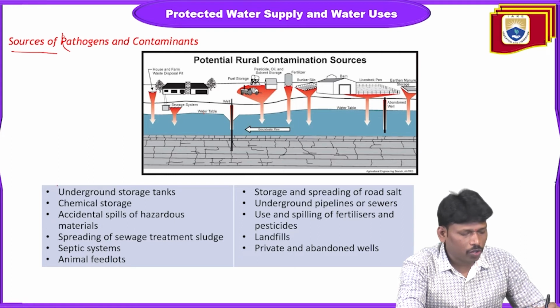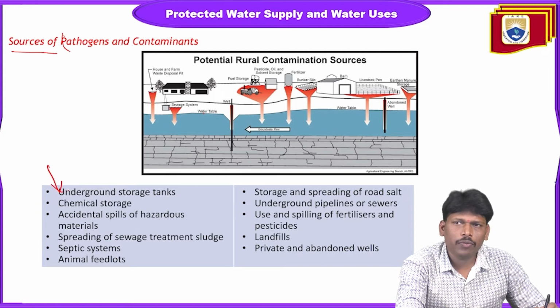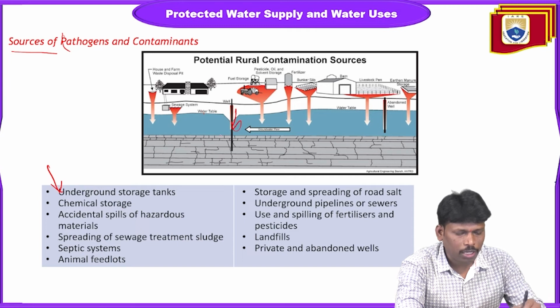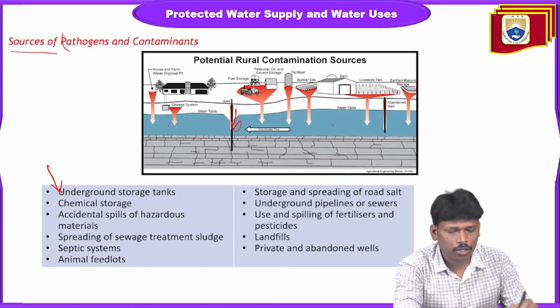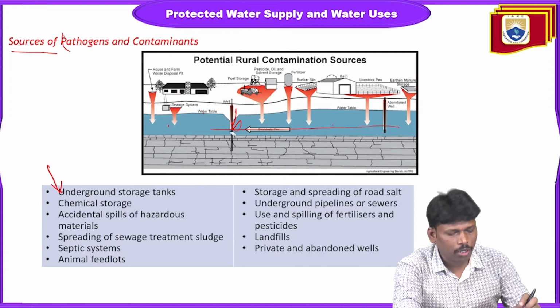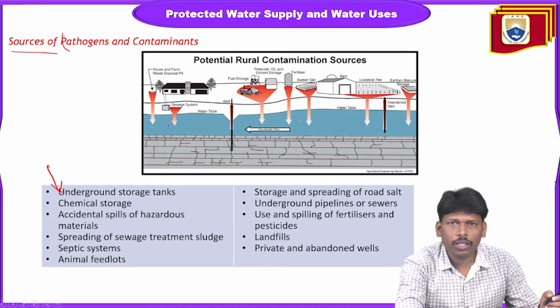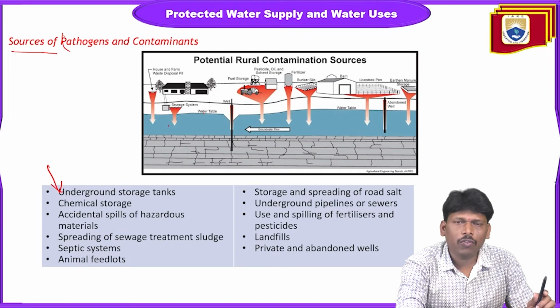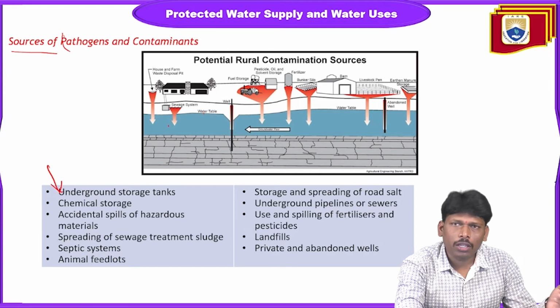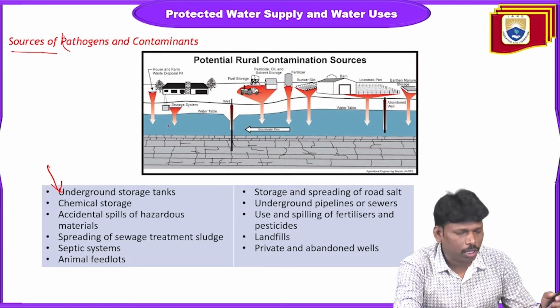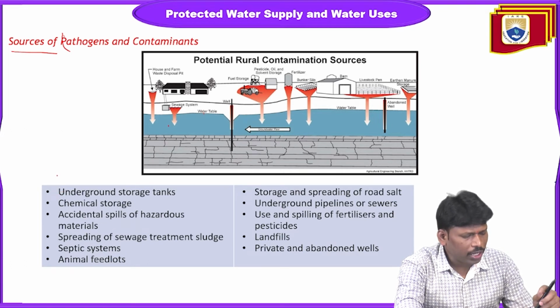Suppose for an underground storage tank, improper construction materials are used, then there may be a chance of leakage of whatever chemicals we stored, which may percolate into the ground and mix with the water body, and then the entire body becomes contaminated. Similarly, chemical storage is also one. Once any other chemicals are added into the water, the water quality is reduced. That also affects public health. Then the various hazardous materials also, and then the spreading of sewage treatment sludge.